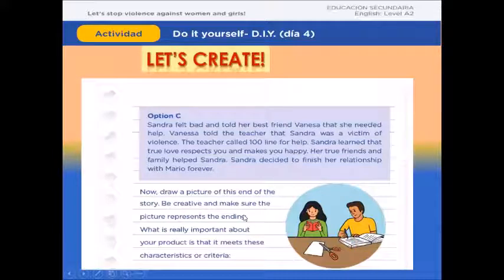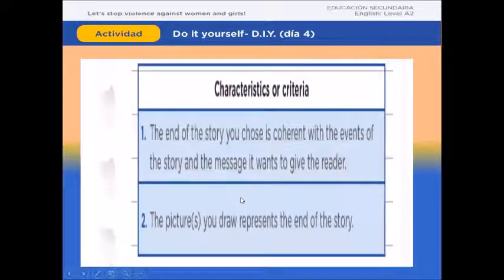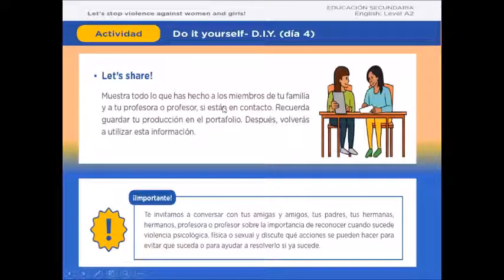What is really important about your product is that it meets these characteristics or criteria. Yes, remember the characteristics criteria. Very important. Then you're going to share with your family. You're going to share your product with your family. Okay.